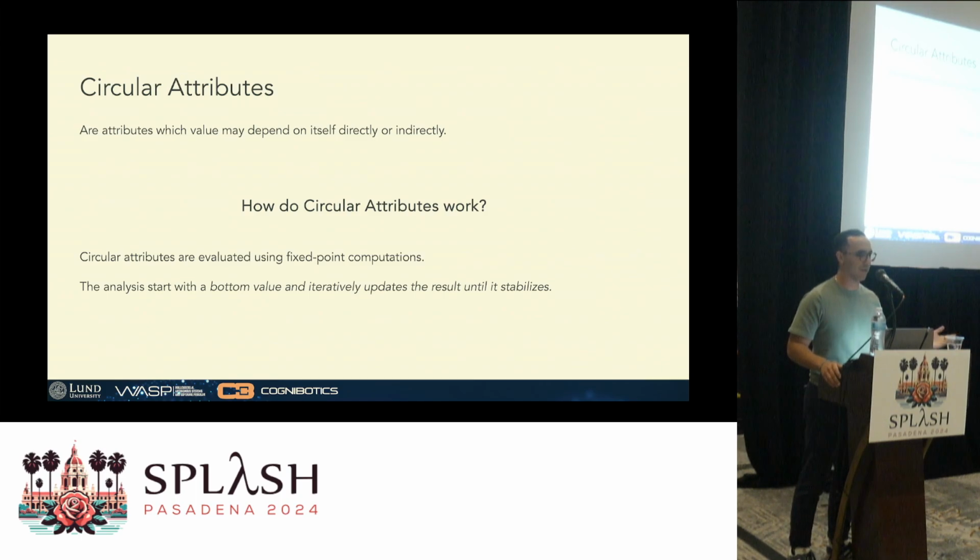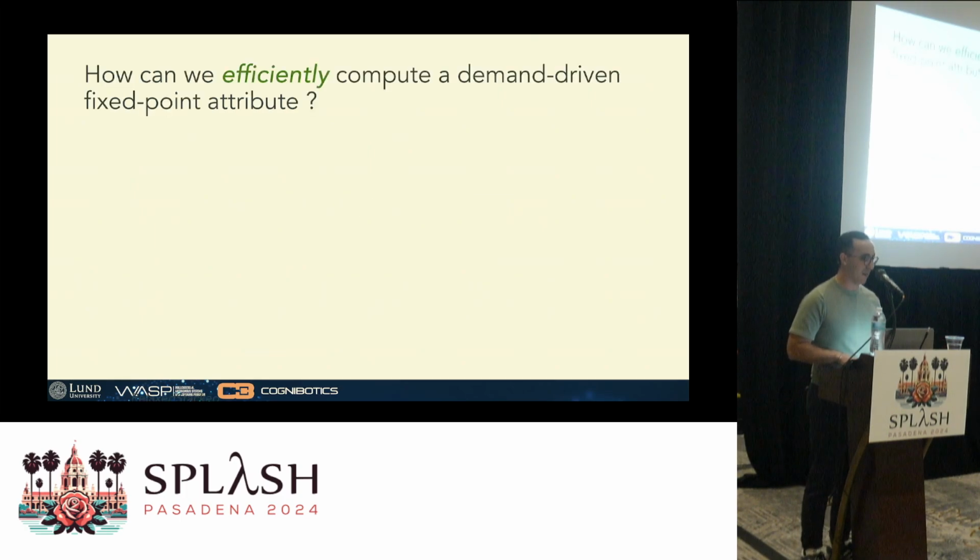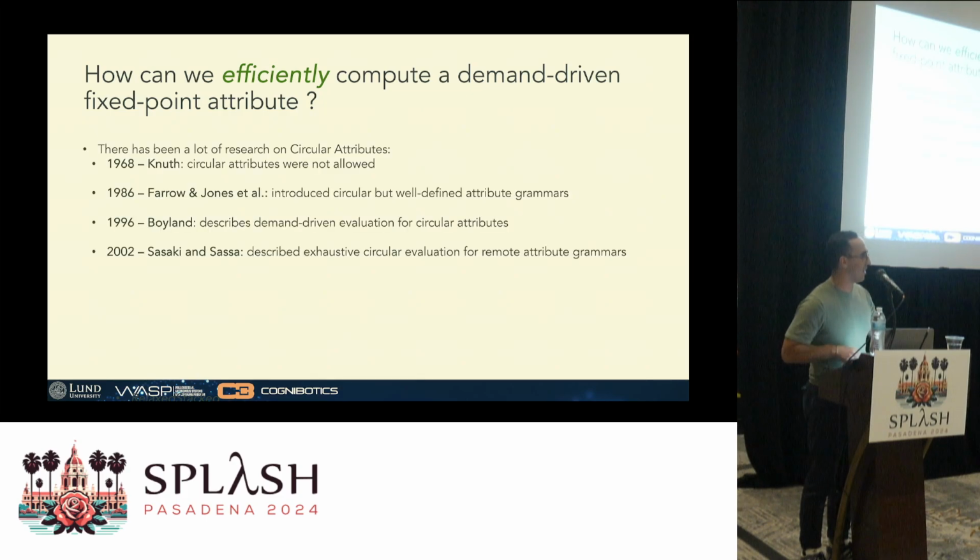We start with a bottom value and we keep iterating until we reach a fixed point. Now the question is, how can we efficiently compute a demand-driven fixed point attribute? And well, it's not easy. There has been a lot of research on how to compute circular attributes.